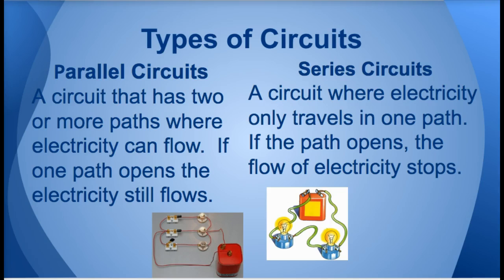With our knowledge of circuits, we will make two types of circuits: a parallel circuit, which has two or more paths for electricity to travel, and a series circuit, which has only one path for the current to travel. In a parallel circuit, if one path is closed, the electricity can still travel. But in a series circuit, if the path is closed, the flow of electricity stops.